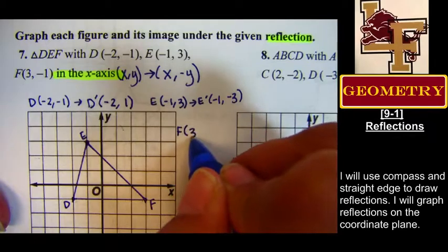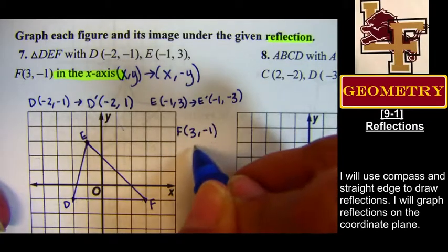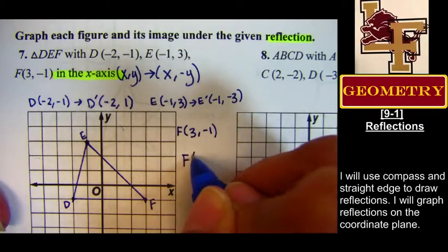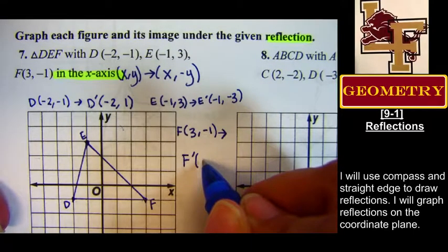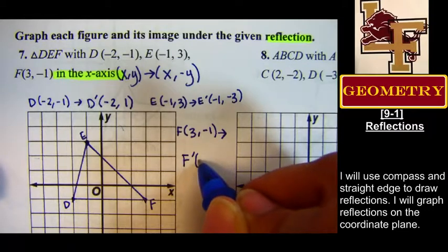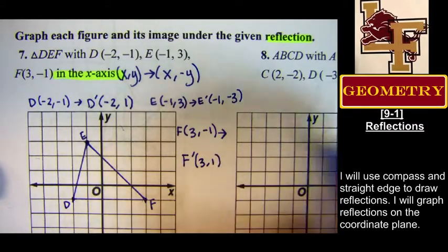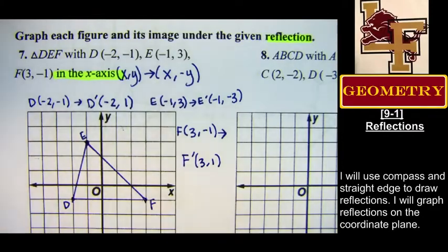Okay, my coordinate for F is 3, -1. And so it ends up at F prime at, can I have the coordinates for F prime? 3, +1. Very good. And it's because my original was 3, -1.